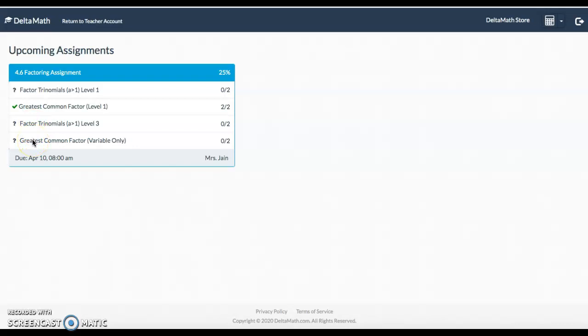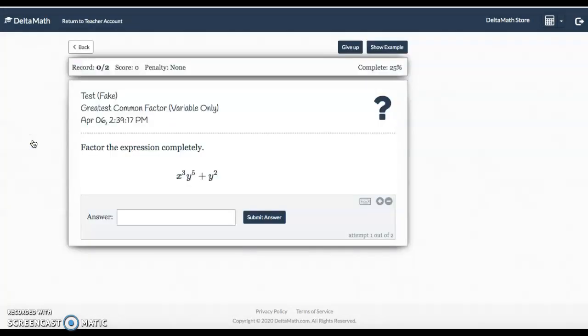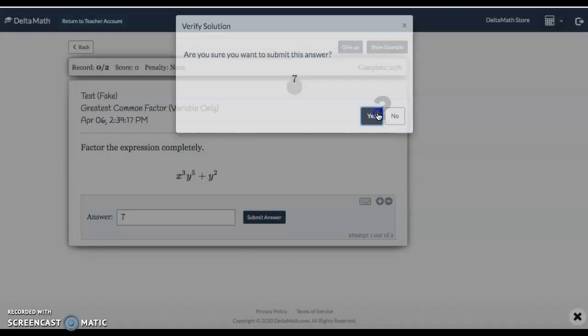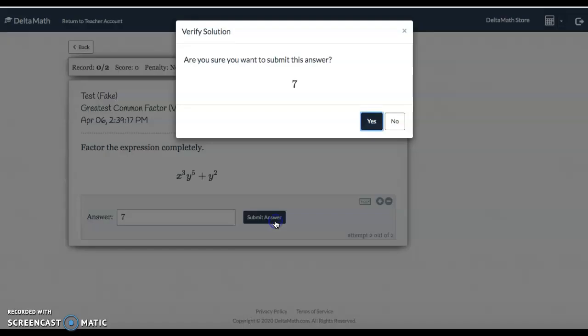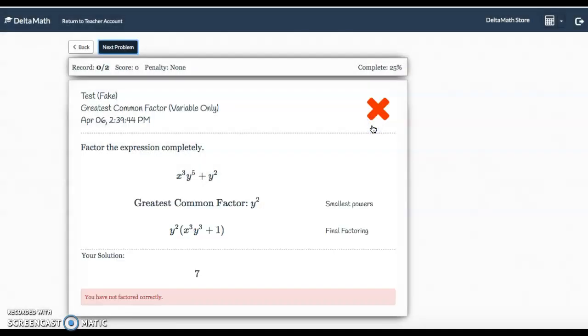So I'm going to click greatest common factor variable only. Okay? And it takes me to this screen. There are a lot of different things on the screen you're going to want to pay attention to. First off, up here is where it says record, 0 out of 2. The 2 tells me that I have to get 2 of those problems correct in order to get my full points. Now if I get it wrong, like if I type in 7 and submit my answer, it's just going to tell me that it's wrong. It's going to show me how to do the problem, and then I get to try again.